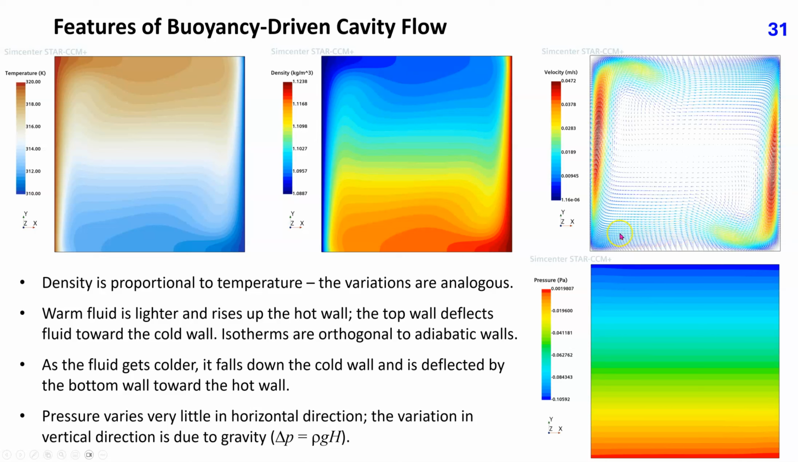hot wall. Pressure varies very little in horizontal direction. The variation in vertical direction is due to gravity. The pressure difference between top and bottom wall is roughly equal to rho g H, where H is the cavity height and g is gravitational constant.